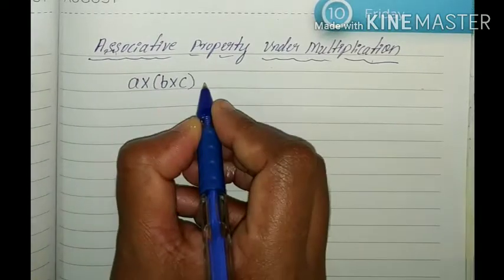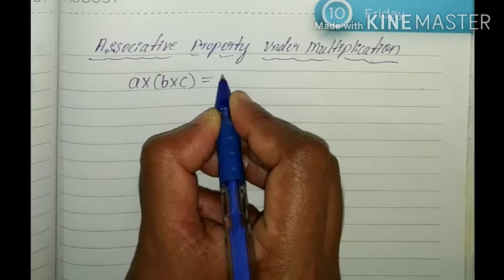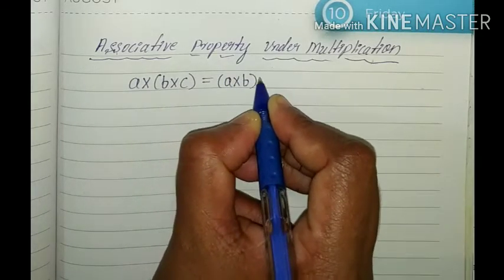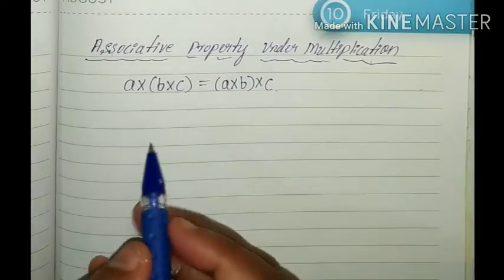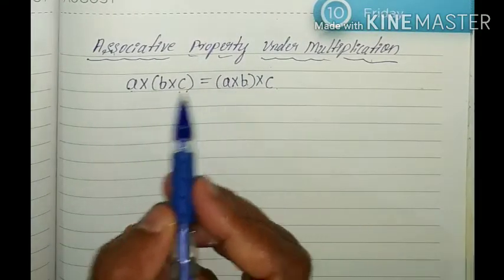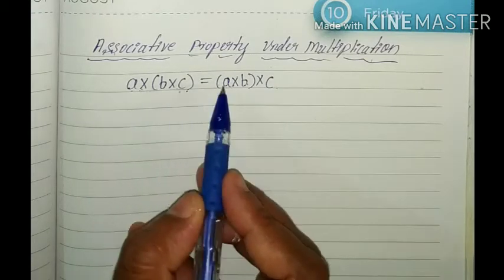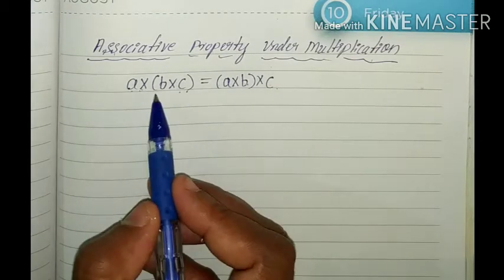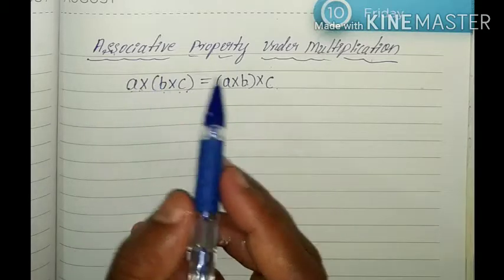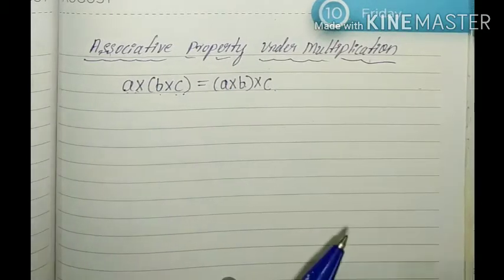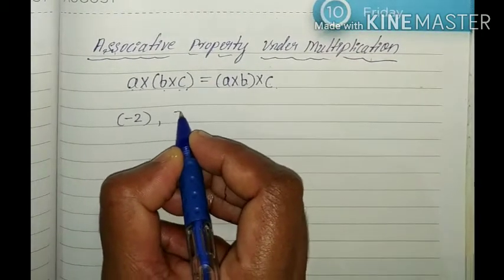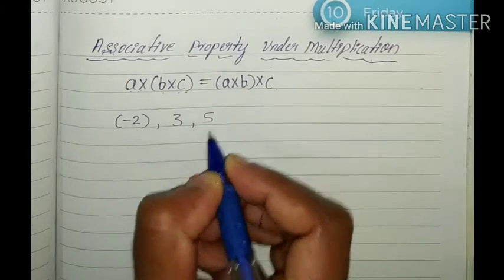A of means multiplication itself. Okay, then a into b into c. That means it does not depend upon the grouping of the integers. Okay, it does not depend upon the grouping of integers, and it gives the same answer. Then only associative property is satisfied. Okay, I will take some integers minus 2, 3 and 5. This is 3 integers.